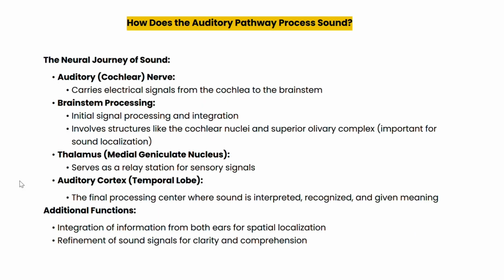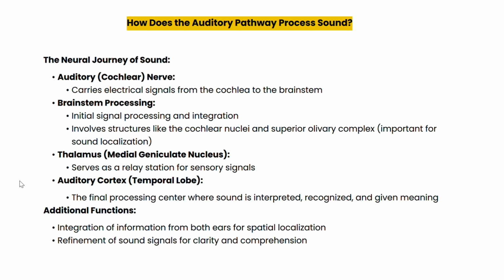Now, how does the auditory pathway process the sound? So, after the inner ear converts sound into electrical signals, the auditory pathway takes over to deliver and interpret these signals in the brain. The journey begins with the auditory nerve, which carries the electrical impulses from the cochlea to the brainstem. In the brainstem, several nuclei, such as the cochlear nuclei and superior olivary complex, begin the initial processing, including the vital task of sound localization.